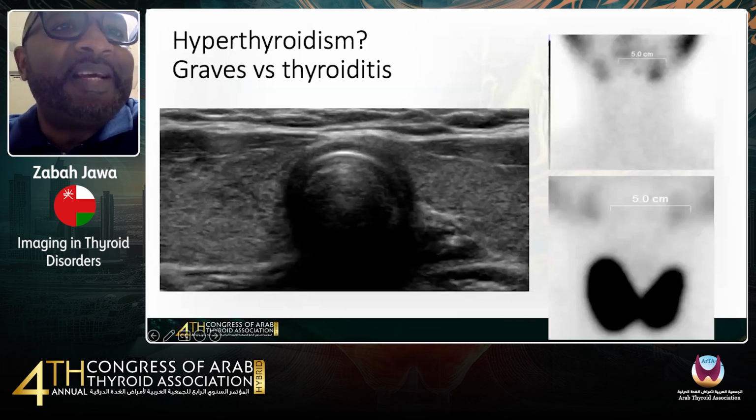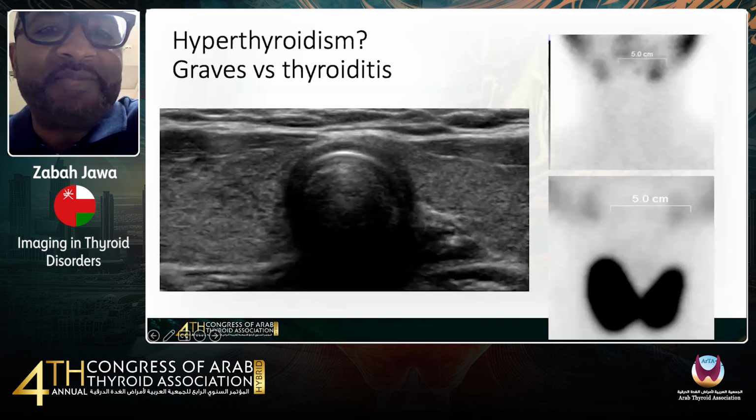The next question that most clinicians would like to answer is, in patients with hyperthyroidism, is this Graves' disease or is this thyroiditis? Usually the ultrasound, like I said, is the first modality of choice, but you can see in this ultrasound that all it will show in patients with hyperthyroidism, with Graves' disease and with thyroiditis, will be almost the same picture. The thyroid will be enlarged, it will have hypoechogenicity, and there will be increased blood flow.